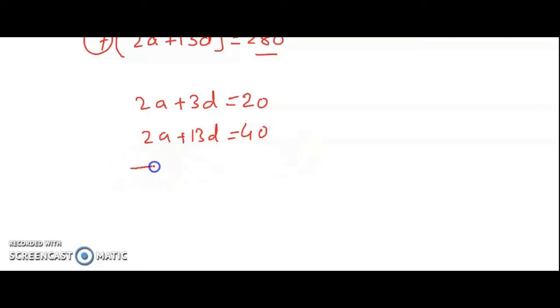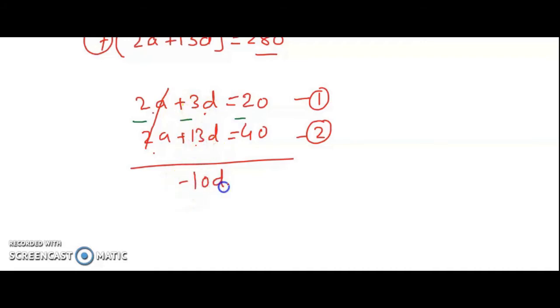Now subtract the two equations, equation 1 minus equation 2. 2a minus 2a cancels out, and 3d minus 13d gives minus 10d, equal to 20 minus 40, that is minus 20. So d equals minus 20 divided by minus 10. The minuses cancel out, so we get d equal to 2.